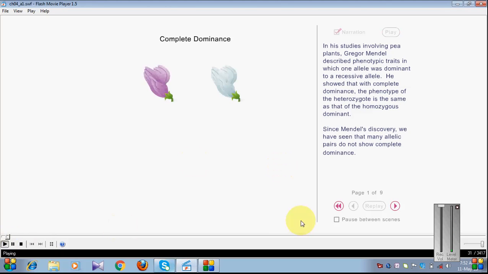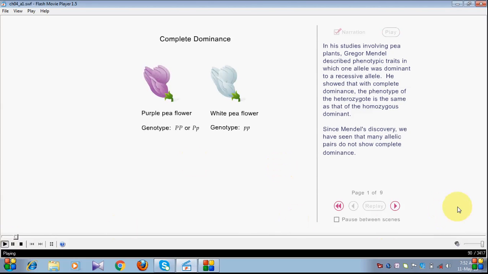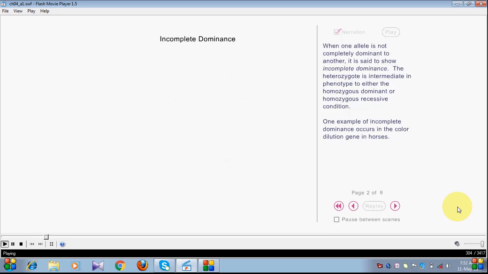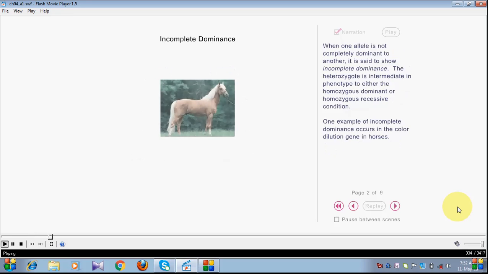Involving pea plants, Gregor Mendel described phenotypic traits in which one allele was dominant to a recessive allele. He showed that with complete dominance, the phenotype of the heterozygote is the same as that of the homozygous dominant. Since Mendel's discovery, we have seen that many allelic pairs do not show complete dominance. When one allele is not completely dominant to another, it is said to show incomplete dominance. The heterozygote is intermediate in phenotype to either the homozygous dominant or homozygous recessive condition.